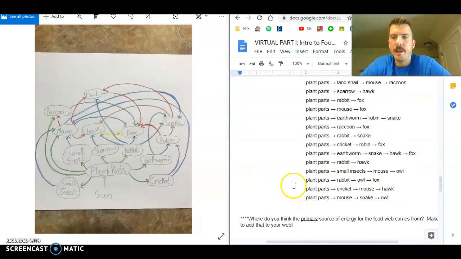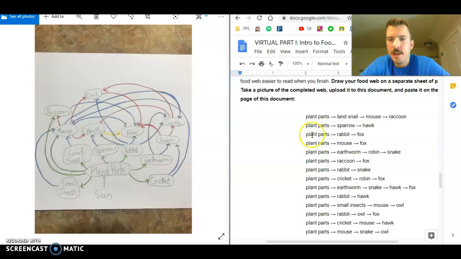So here's what I did. I colored at the very end, and I just built the whole food web with my pencil first. And all you have to do is start with the first chain. So if I start with plant parts to land snail to mouse to raccoon, I'll show you what I first drew here. I drew plant parts and an arrow to land snail and an arrow to mouse and an arrow to raccoon.